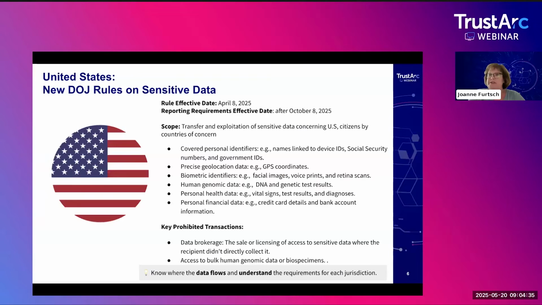It's crucial to understand the implementation timeline here. So the rule took effect on April 8th, which was 90 days after its publication. But importantly, the reporting requirements, specifically for restricted transactions, will be phased in and take effect later, after October 8th of this year. So 270 days post-publication. And the idea is this phased approach gives organizations time to prepare.